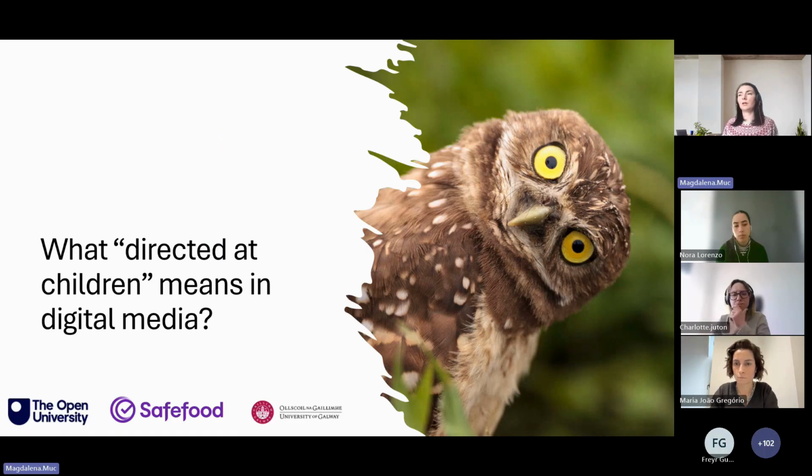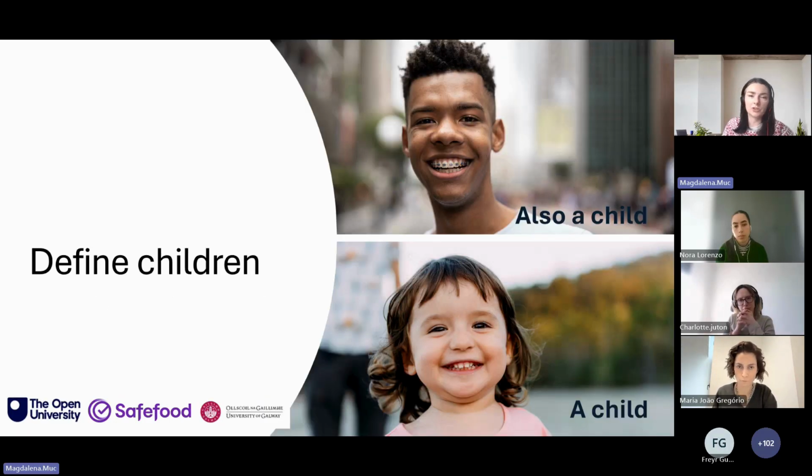Now, the question is how we verify what is targeted or directed at children, especially in digital media. So first of all, we have to define children. A lot of the times when we talk about child-directed and targeted content, we're thinking about the child on the bottom of the screen. However, according to UN Children's Rights, and also according to the guidance from WHO, the child that we want to protect from harmful marketing is any person under the age of 18, which means the person on the top is also a child, and the marketing targeted at them should also be restricted, and they should be protected.